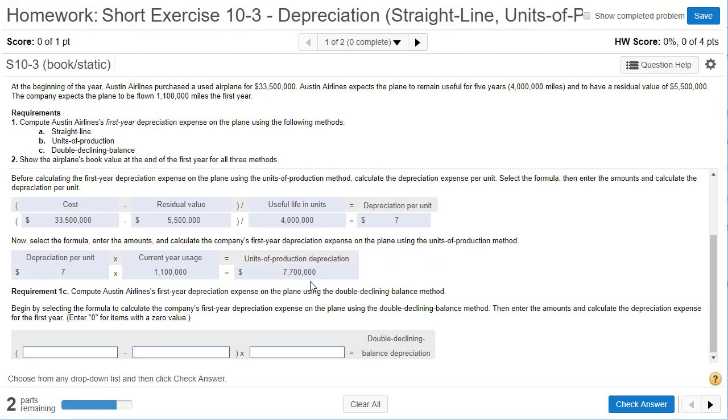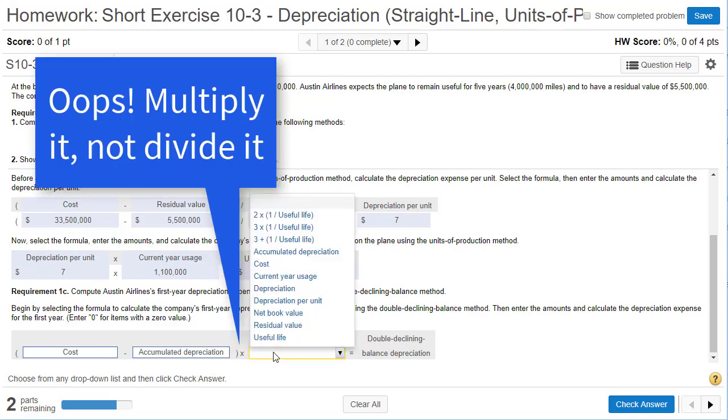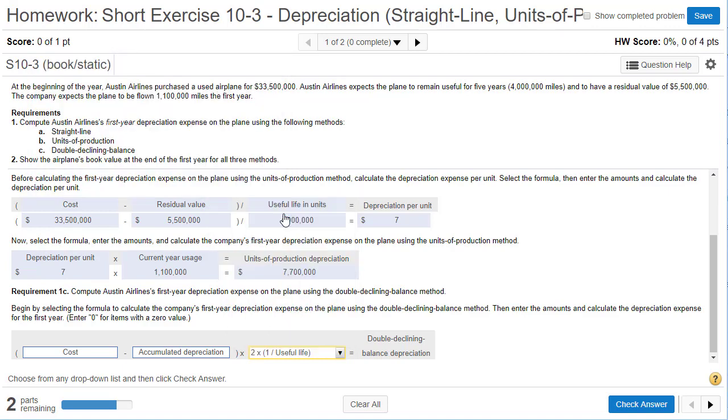And then the last method we're going to use is the double declining balance. And the formula for double declining balance, remember, is cost minus accumulated depreciation, and then we're going to divide that by 2 times 1 divided by useful life. The reason they call it double declining is because we're multiplying by 2. So this is going to result in a lot of depreciation early on, but then it's going to quickly decrease over the years.